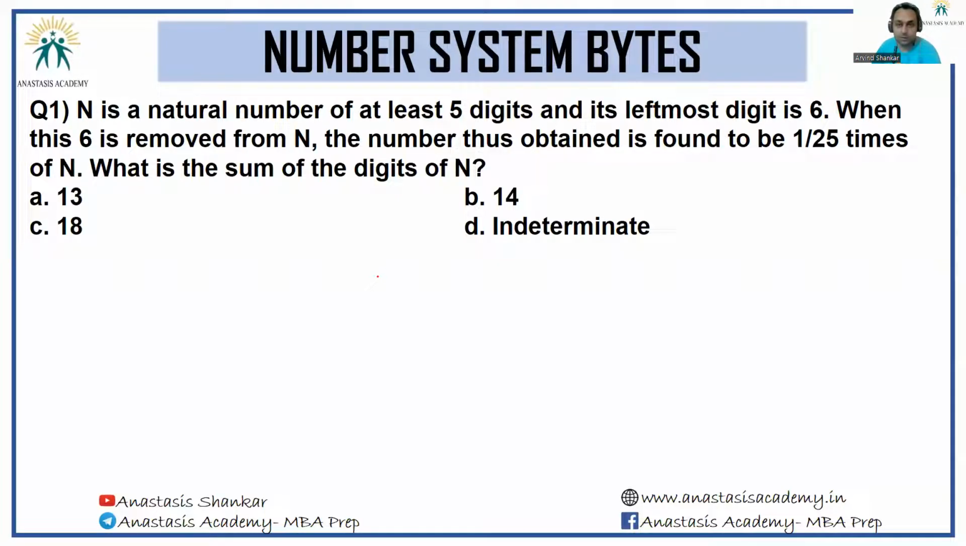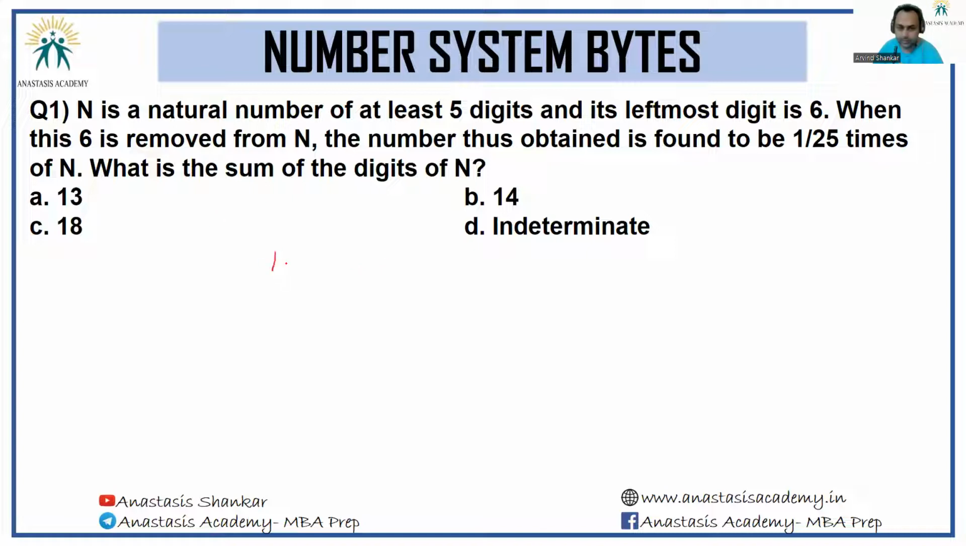Let's look at the solution of this now. N is a natural number of at least 5 digits, and its leftmost digit is 6. When this 6 is removed from n, the number thus obtained is found to be 1 by 25 times of n. What is the sum of the digits of n?